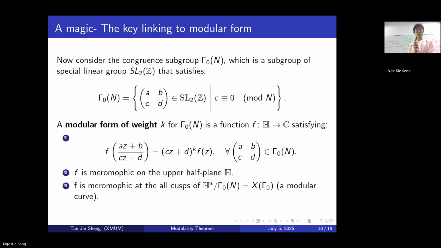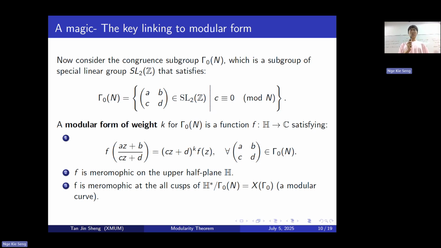Now we are going through some material here that connects to the modular form. Next, we want to consider the congruence subgroup gamma 0 of N, which is a subgroup of the special linear group that satisfies the third entry is congruent to 0 modulo N.